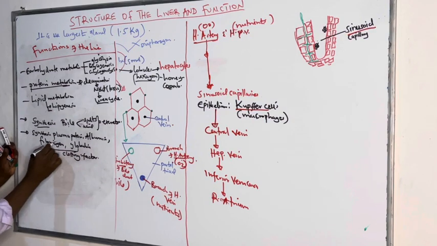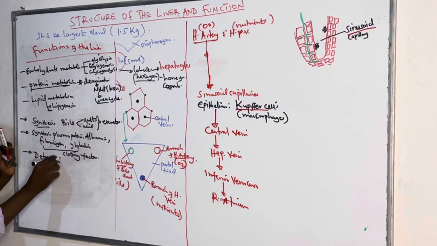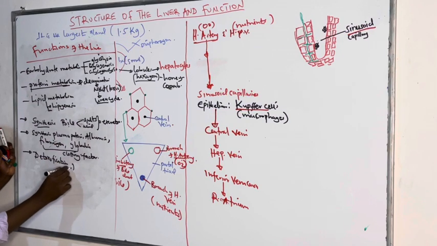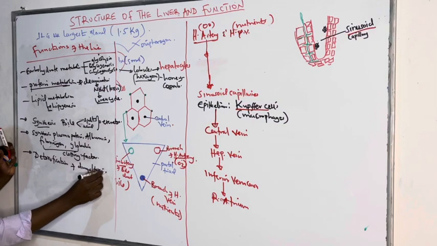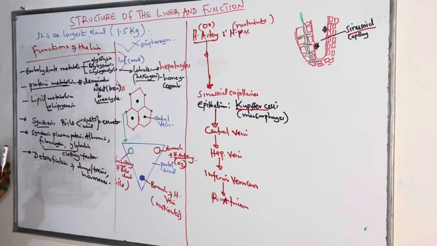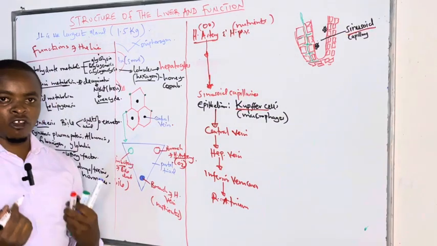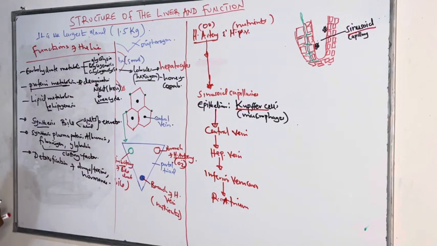Apart from synthesis of plasma proteins, this liver also plays a big role in detoxification of drugs or toxins, and sometimes hormones. So we see drugs or toxic substances and hormones being detoxified by the liver. It does a big role there.